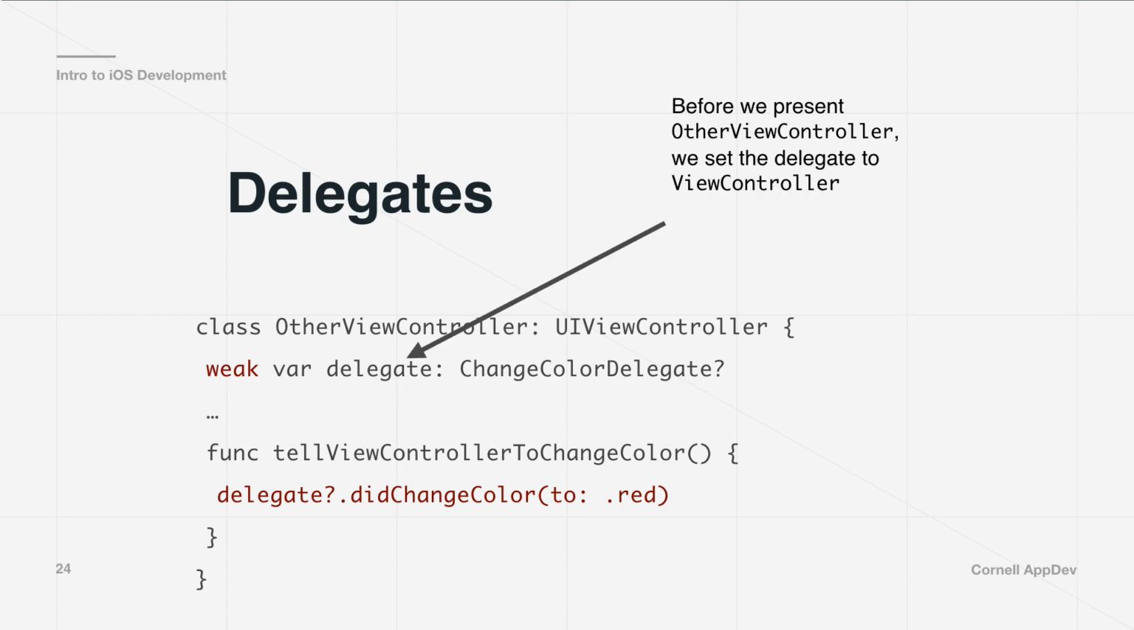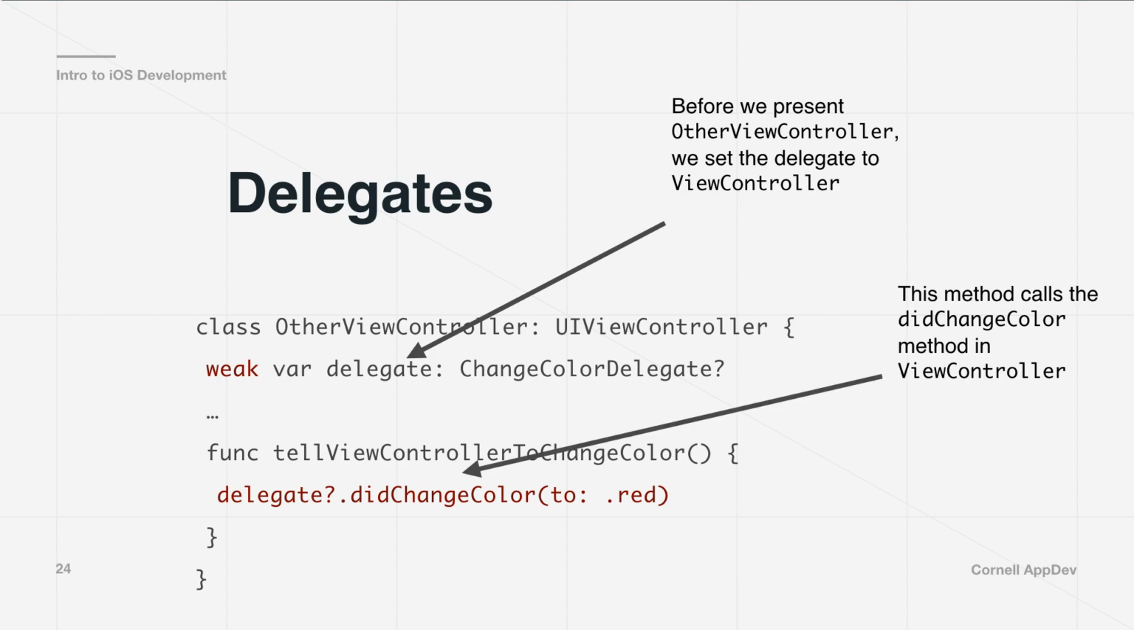Okay, cool. So basically, to reiterate, before we present the other view controller, we set the delegate to view controller by doing otherViewController.delegate = self. And then here, this is going to call the method didChangeColor in that view controller class. Not other view controller, but view controller.